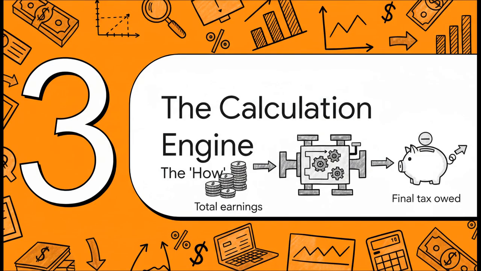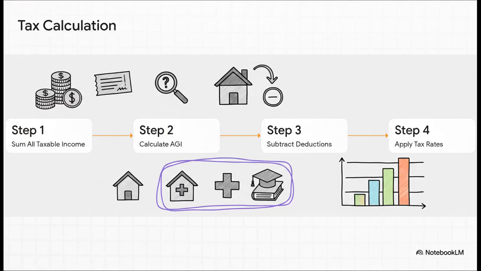All right, we've covered the basic framework and who the players are. Now let's pop the hood and really look at the calculation engine itself. How do we get from your gross pay to what you actually owe in taxes? Let's map out the process. Looking at it from 30,000 feet, it's really a 4-step process. First, you add up all your income. Second, you make some specific adjustments to get to something called your adjusted gross income, or AGI. Third, you subtract out your deductions. And only then, at the very end, do you apply those tax rates to what's left.